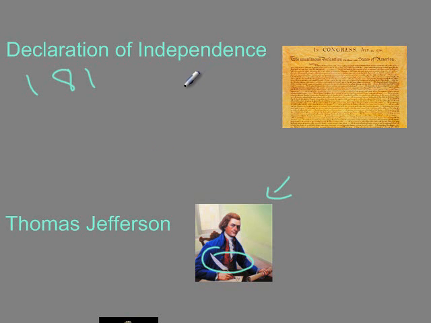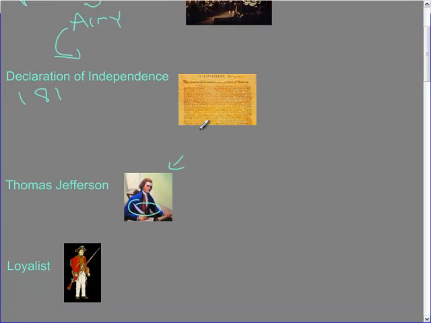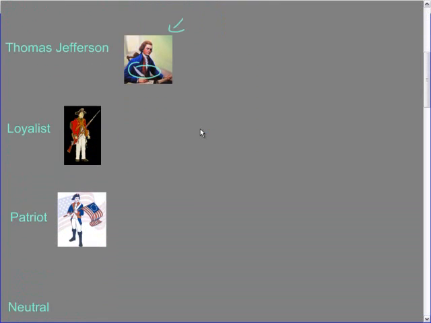The other thing that the Second Continental Congress does, which we will look at here in just a little bit, is that they create the Continental Army. So the Second Continental Congress creates the Continental Army. They also create the Declaration of Independence. So with this meeting, it kicks off the Revolutionary War, and people have to choose sides.